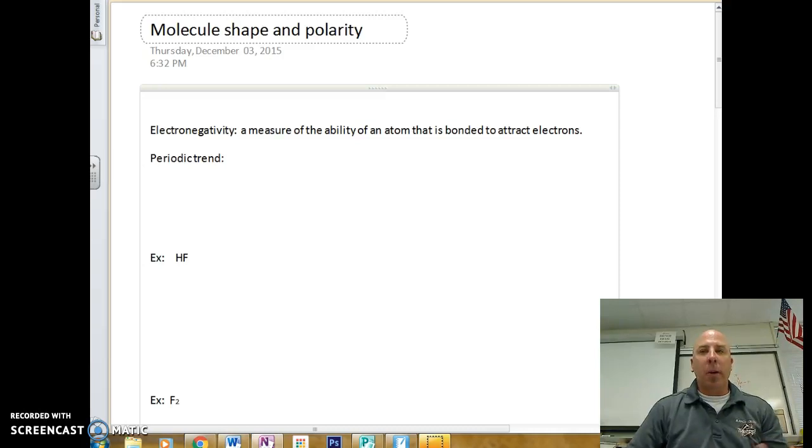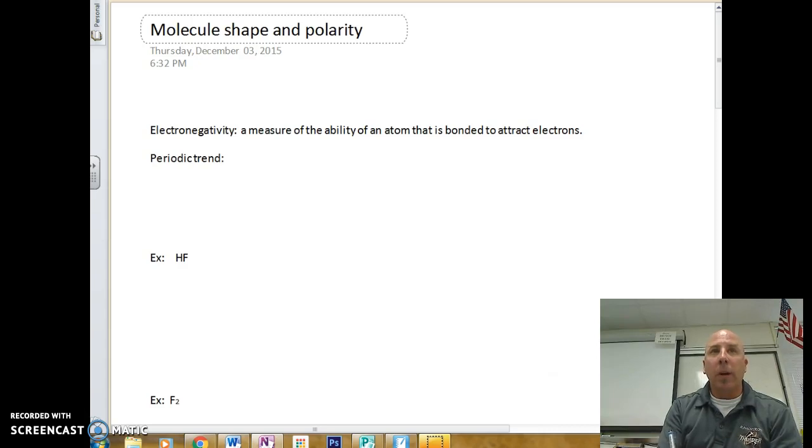We're going to talk about molecule shape and polarity today. Molecule shape has an effect on a lot of things, and one of the things it has an effect on is polarity, whether or not a molecule has a dipole moment. We'll talk more about that in a moment. We'll start off first talking about electronegativity.